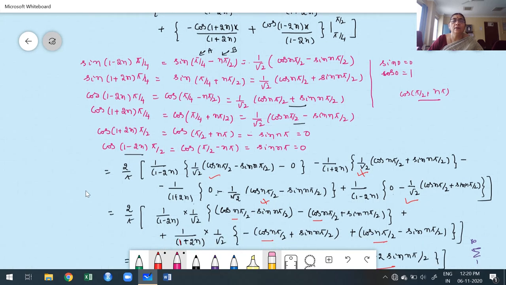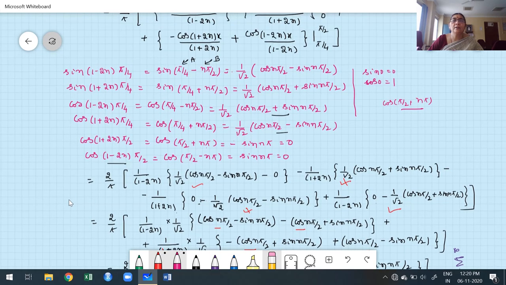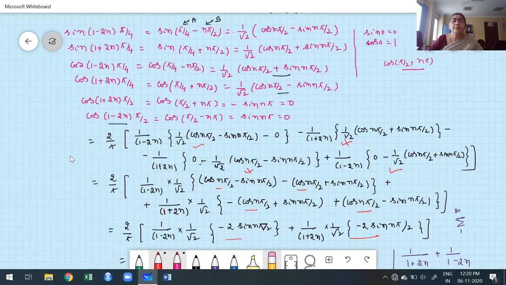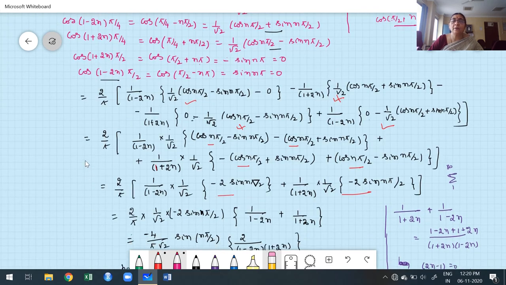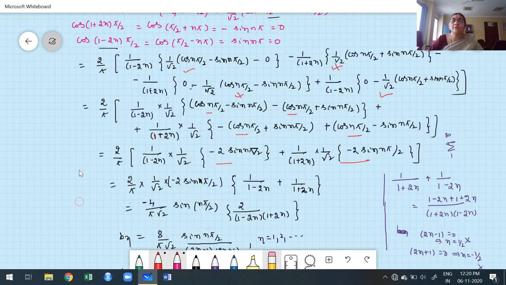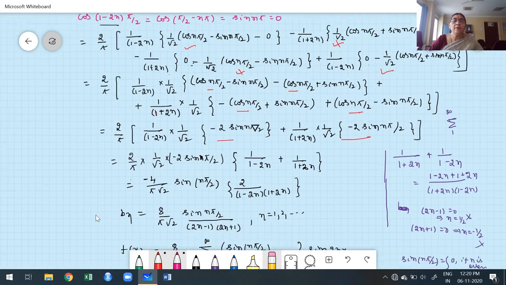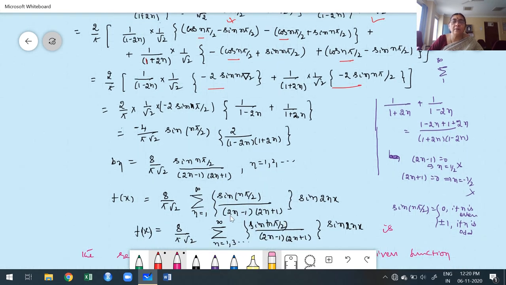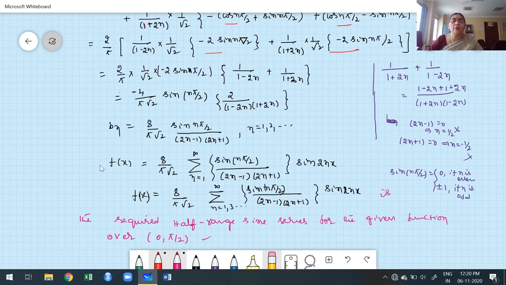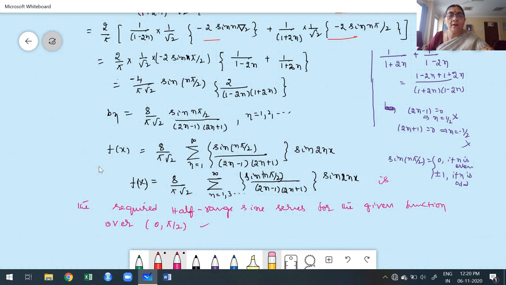I think you are clear on how I did this. I took much time to explain it, so it's not necessary to explain it once again. Finally, if you want, leave it as it is, but you know what sine of n pi by 2 is. Suppose instead of taking 1 to infinity, you take only odd cases. This is the way to solve the problem. This is one of your last year's final question paper problems.